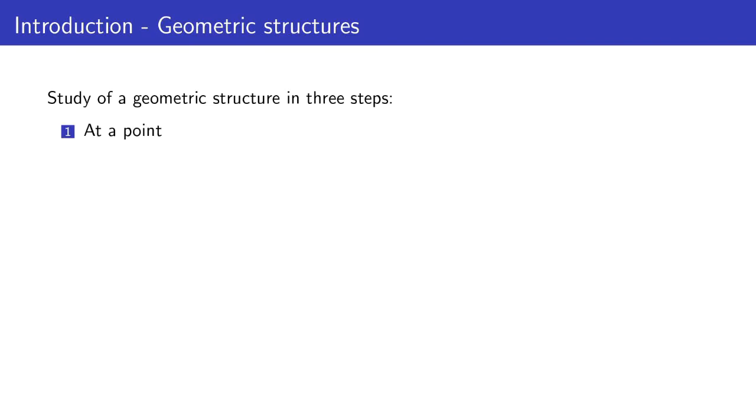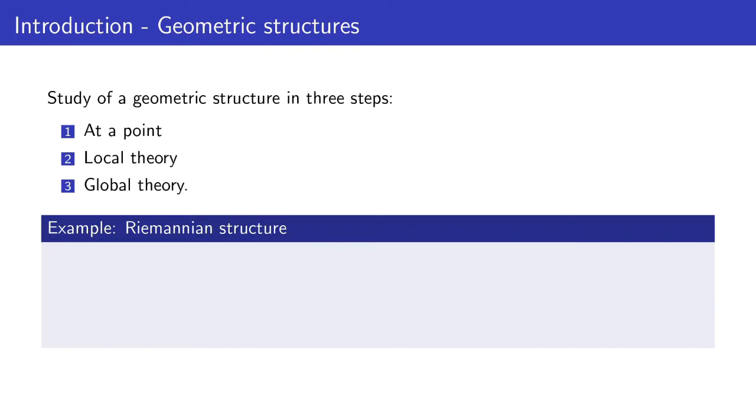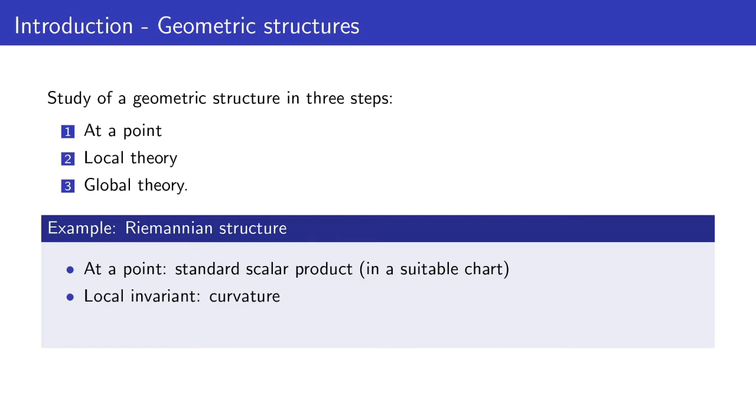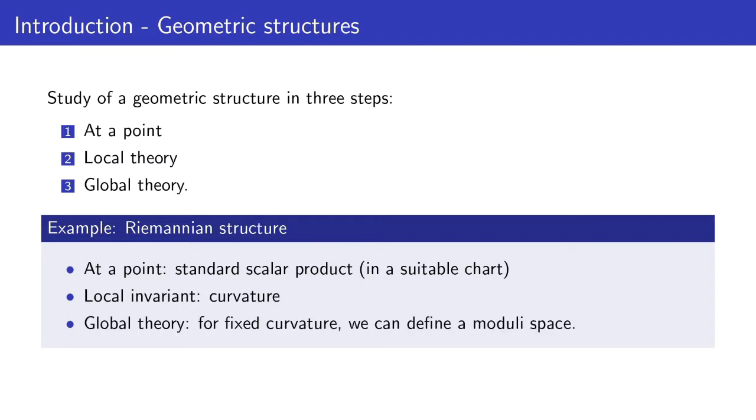Okay, so once you have a geometric structure, the study will always be in three steps. You will study the structure at one point, then locally, and then globally. Take, for example, the Riemannian structure. You know that for every point, it is possible to choose a local chart in which the scalar product becomes the standard scalar product. On a local level, you know that there is some invariant given by the curvature. So in order to go to the global theory, you have to fix this curvature. For example, you fix it to be constantly -1. Then what you get is the moduli space of hyperbolic structures.